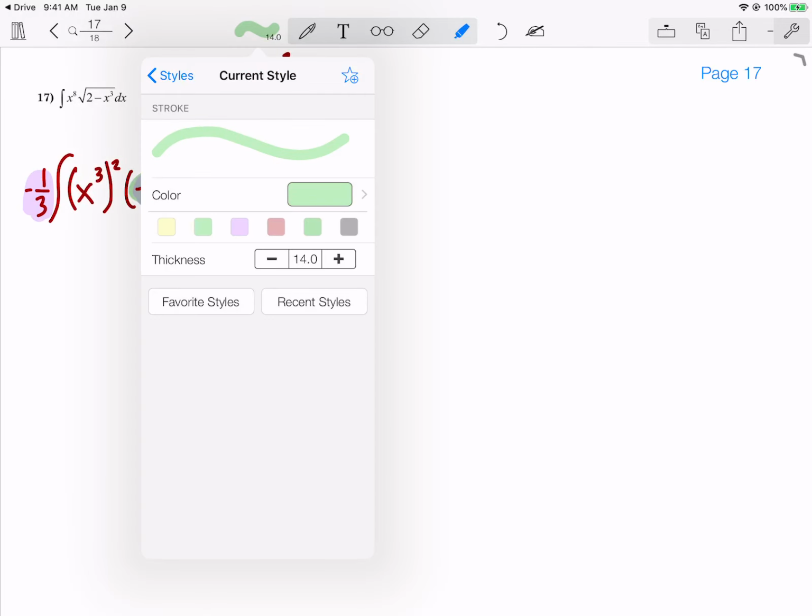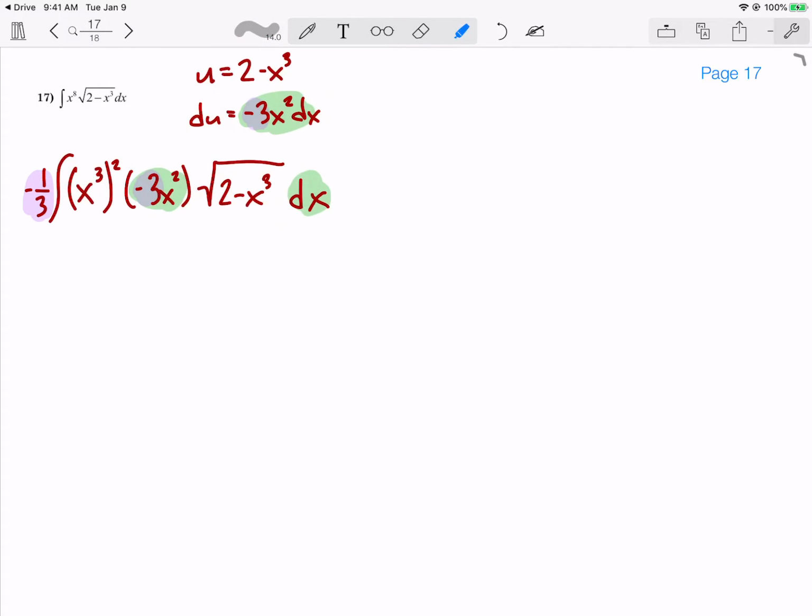Is u going to be replaced? I picked the same color. Let's go to gray. There's my u, there's my u. So all I'm going to have left over is that x to the 6th, or x cubed squared. So rewriting this a little bit, I get negative 1/3 the integral of x to the 3rd squared times u to the 1/2 du. So how do I replace the x cubed squared?